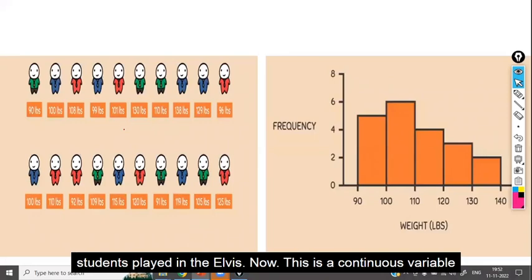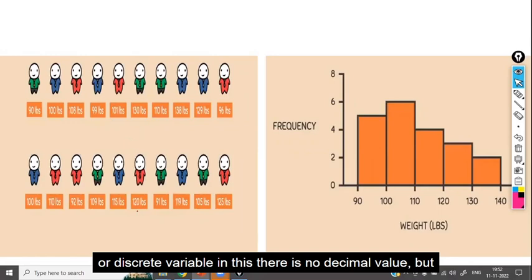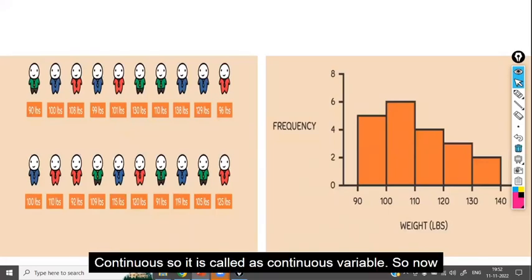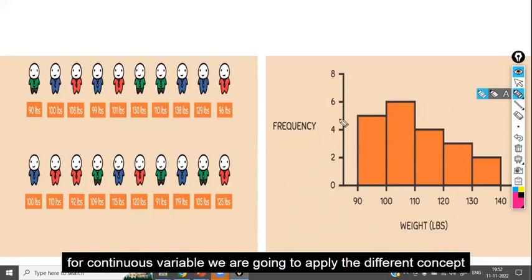Now, is this a continuous variable or a discrete variable? In this, there is no decimal value, but you can't say this is discrete because the variable name is clearly weight. Weight can be continuous, so it is called a continuous variable. So for a continuous variable, we are going to apply a different concept.